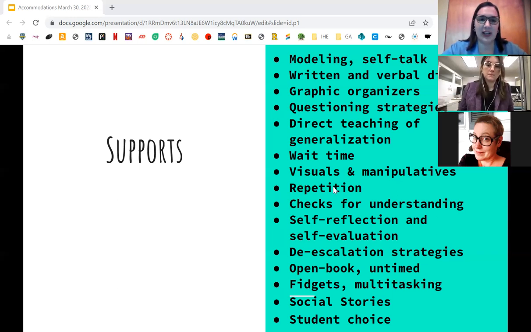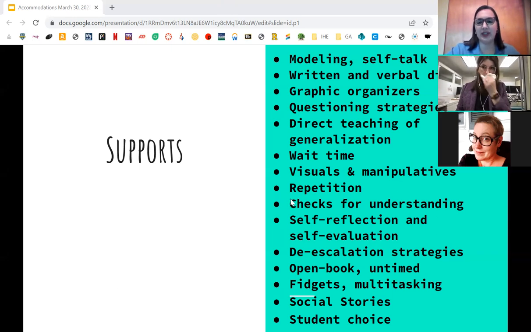Repetition is super important. Thinking about ways that we can support students by multiple repetitions of content. So teaching the same thing in multiple different ways, coming back to it a week later, coming back to it two weeks after that. Checks for understanding are really important.